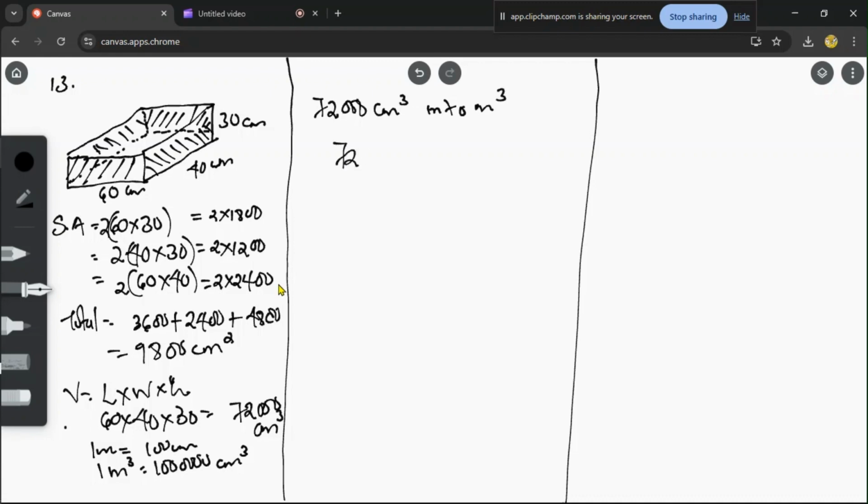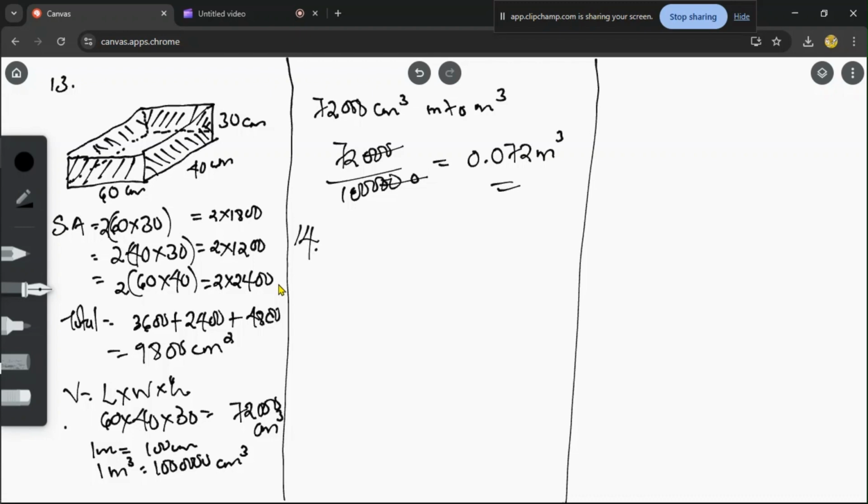So I have 72,000 and I'm dividing by a million: 1, 2, 3, 4, 5, 6. The 3 zeros will go with the 3 zeros. So 72 divided by 1,000 is the same as 0.072. This is meters cube. So we have our answer like that.